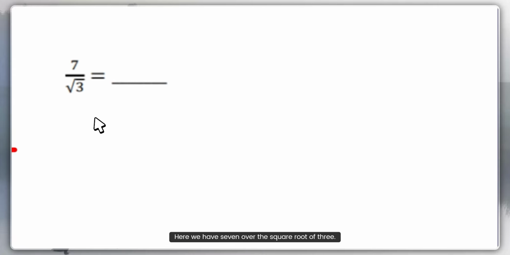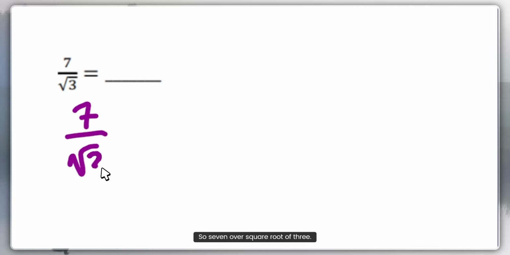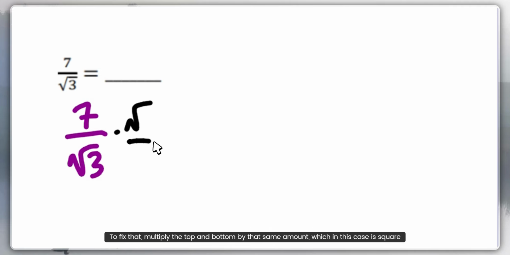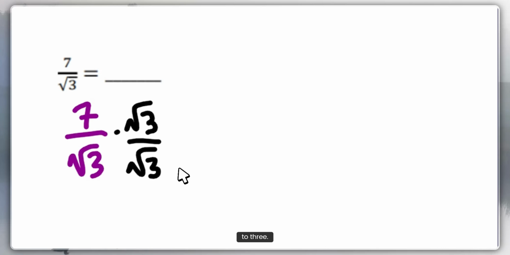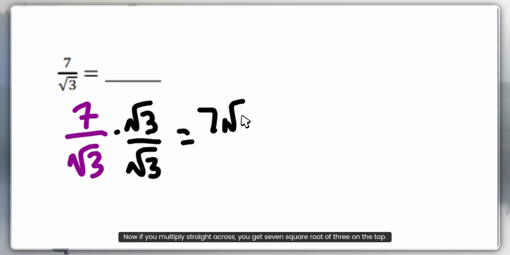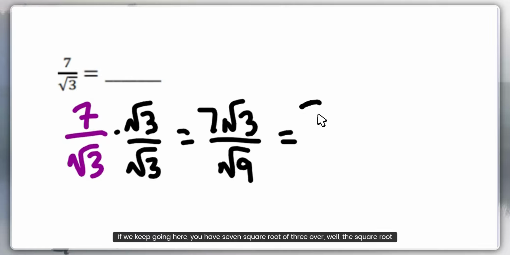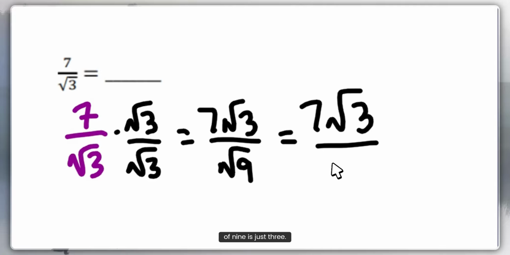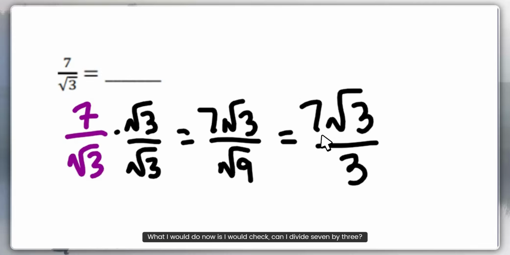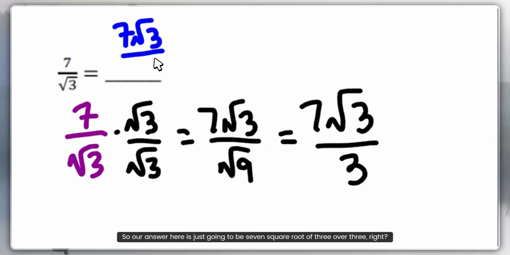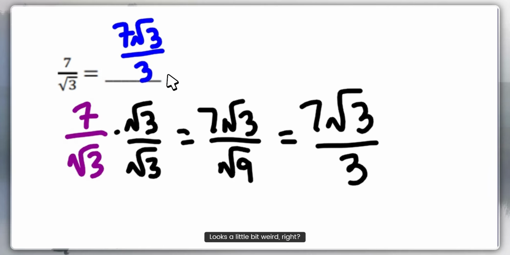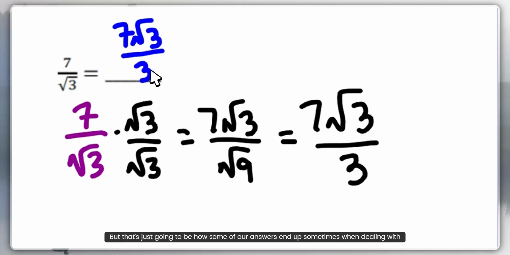Here we have 7 over the square root of 3. Now again, we end up with a square root or radical in the denominator, right? To fix that, multiply the top and bottom by that same amount, which in this case is square root of 3. Now if you multiply straight across, you get 7 square root of 3 on the top. On the bottom, square root of 3 times square root of 3 is square root of 9, right? If we keep going here, you have 7 square root of 3 over, well, the square root of 9 is just 3. What I would do now is check, can I divide 7 by 3? In this case, you can't. So we would just leave our answer like this. So our answer here is just going to be 7 square root of 3 over 3, right? Looks a little bit weird, right? But that's just how some of our answers end up sometimes when dealing with radicals.